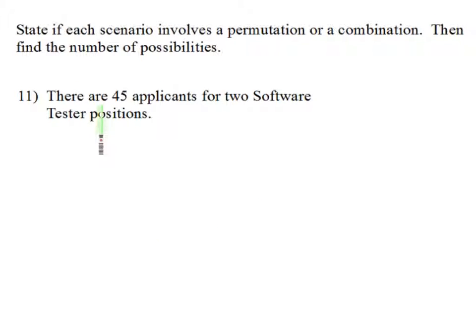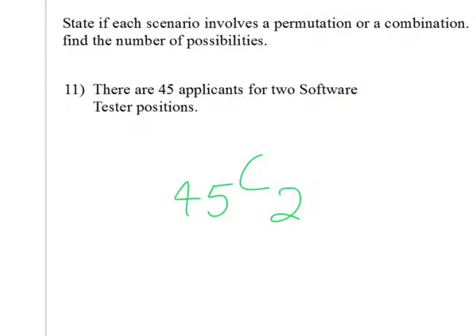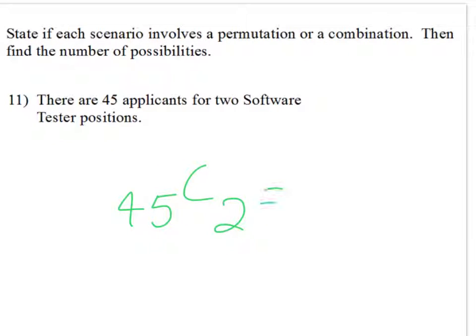Here we have 45 applicants for 2 software tester positions. Since the positions are the same, we would be talking about a combination. So from the set of 45 people, we're going to select 2 to have the job. And again, combination because the positions are the same. And we end up with a total of 990 ways that can happen.